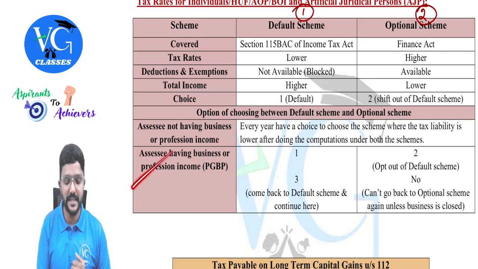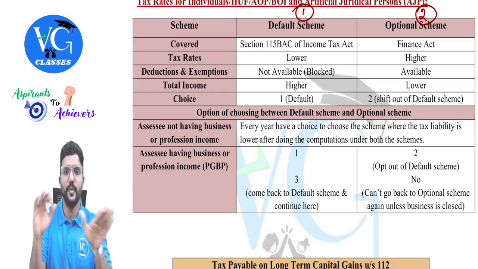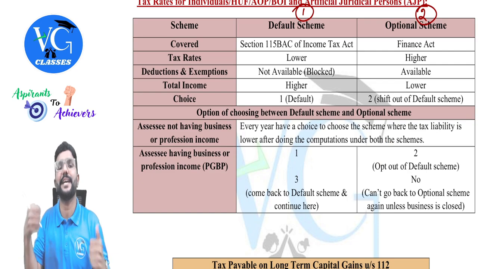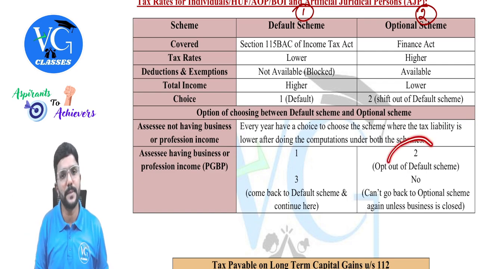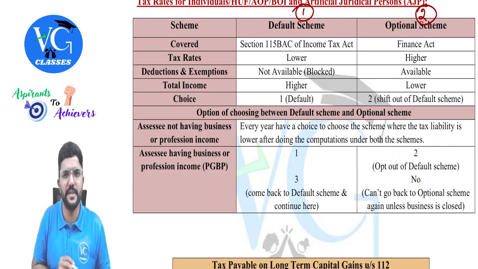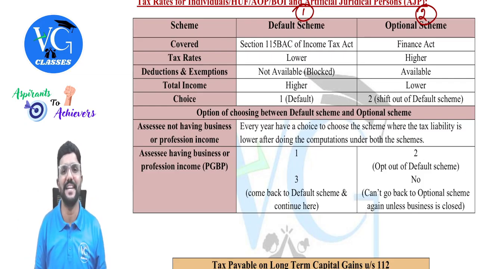Sir, what if the assessee is having income under the head PGBP? This is important. If the assessee is having income under the head PGBP from any business or profession, first they will be following the default scheme. And if they continue to follow the default scheme, no problem. In any year, if they want to go to the optional scheme, can they go? Yes. They can opt out of the default scheme and follow the optional scheme. And even in the subsequent year, they will follow the optional scheme. Clear? And if they feel bored with the optional scheme, can they come back to the default regime? Yes. And once they come back to the default regime, even in the subsequent years, they have to follow it mandatorily.